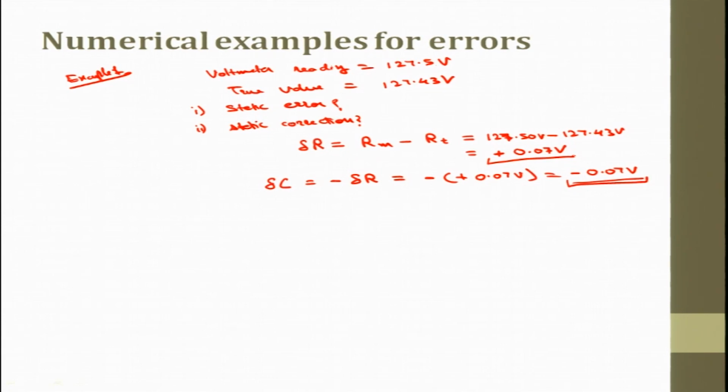Okay. Whenever the voltmeter is used, this is actually the mean value from a certain number of observations. So we know the true value is there, the mean value is this much. So we took the difference to find the static error, and the negative of the static error is our static correction. This was example 1. So I'll pick another example.